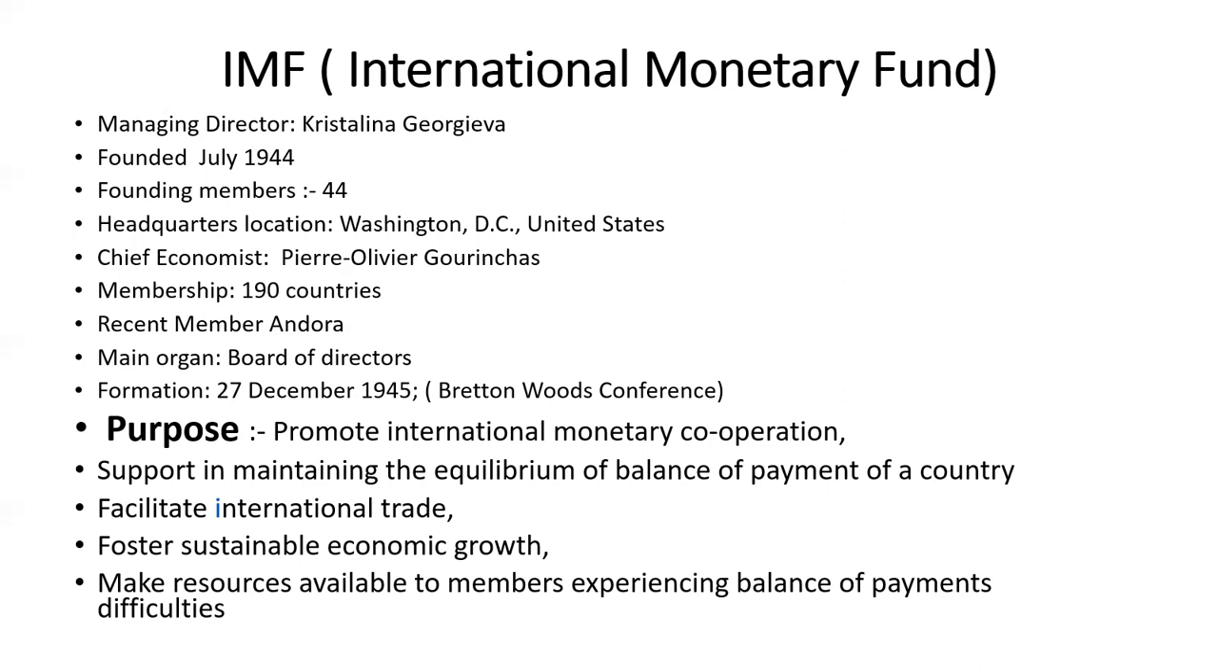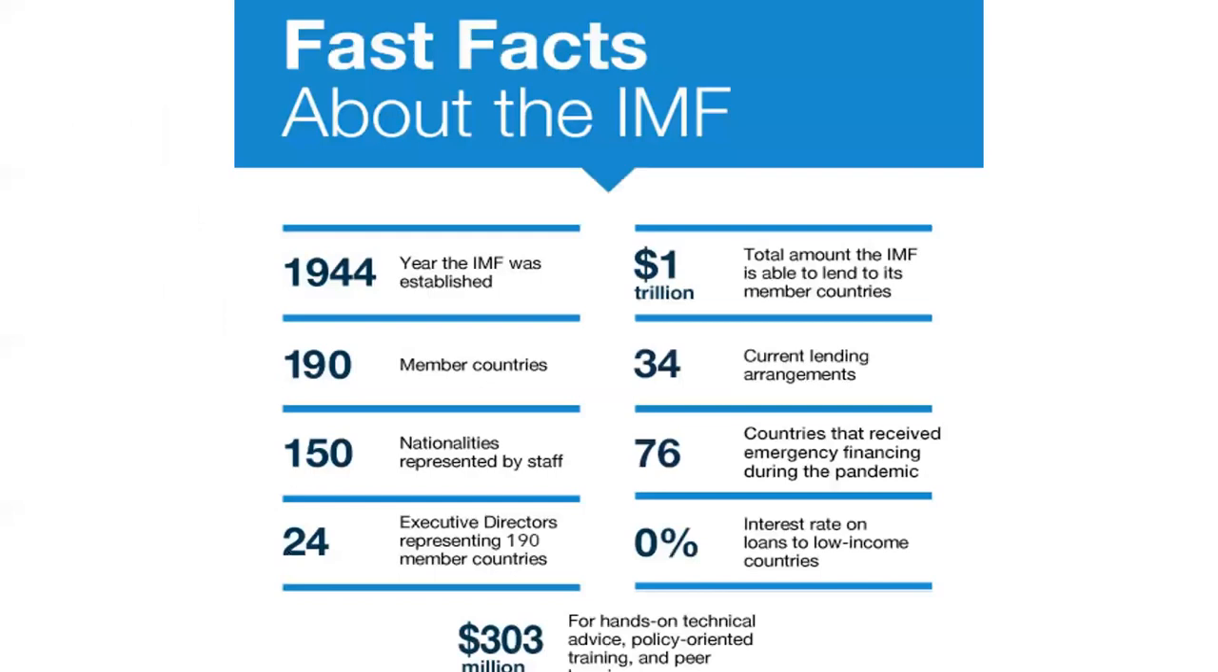Okay. And these purposes are quite easy to remember. Just reading once or twice, you can remember this. Now, these are some fast facts about IMF. The year the IMF was established, 1944. We have seen member countries, 190. And then 150 nationalities represented by staff, 150 nationalities are represented among the staff.